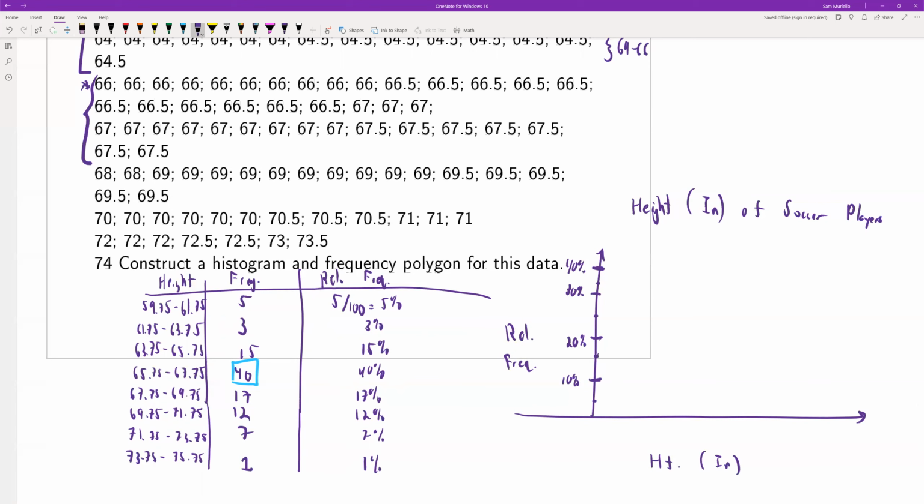And so let's count how many categories we have. 1, 2, 3, 4, 5, 6, 7, 8 different groups of data. So we'll split this into 8. And then we'll label them. We can put just the endpoints here: 59, 61, 63, 65, 67, 69, 71, 73, and then 75.